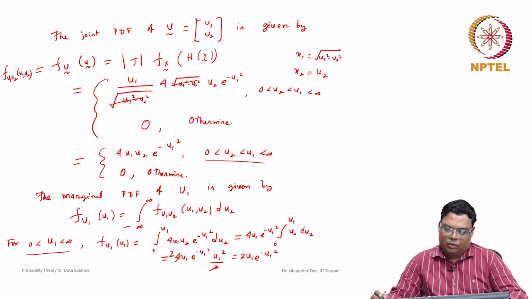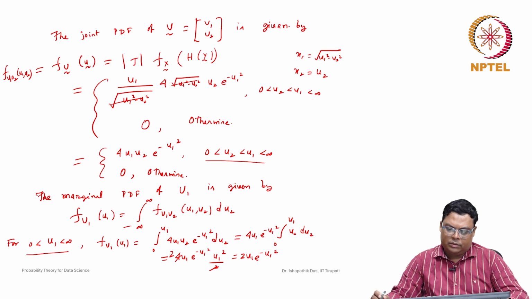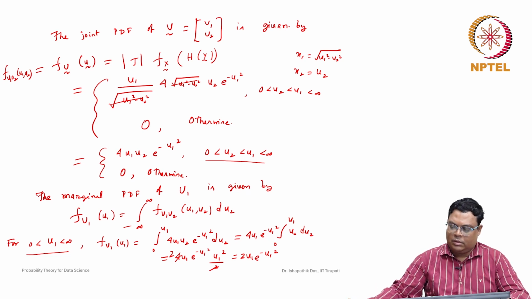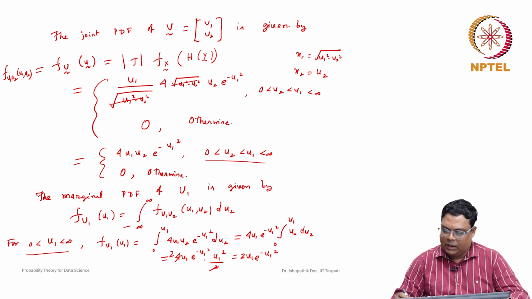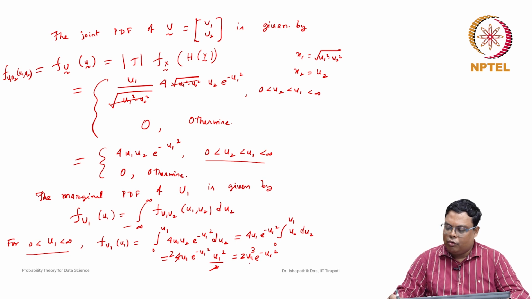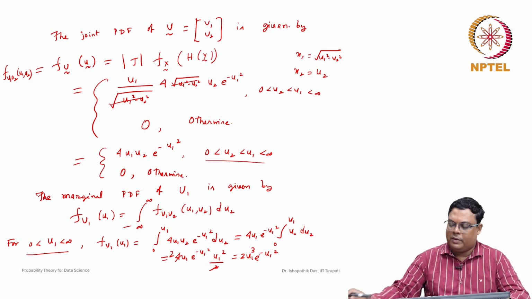Okay, so I just want to check whether there is any mistake. I hope it is correct actually. Yeah, sorry. So basically 2 cancelled, then this is u1, then u1 square, so this will be u1 cube. So 2 u1 cube e to the power of u1 square.